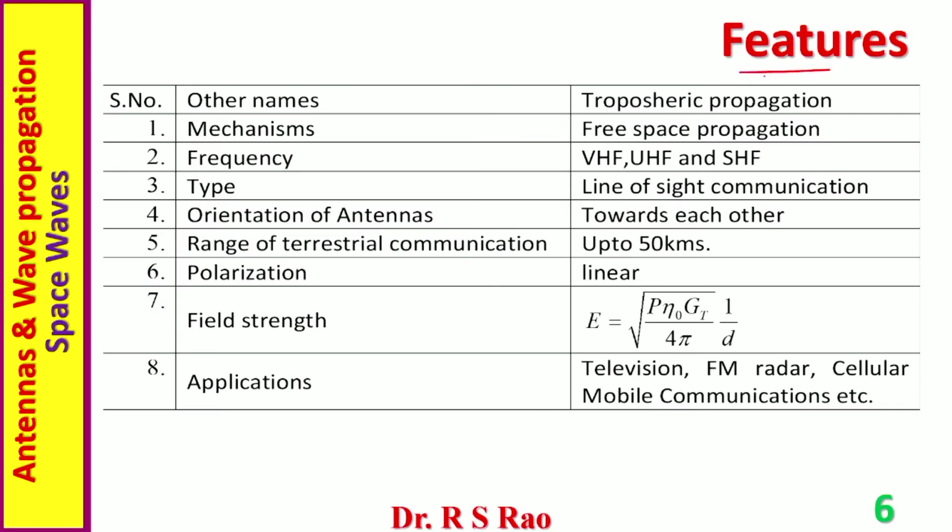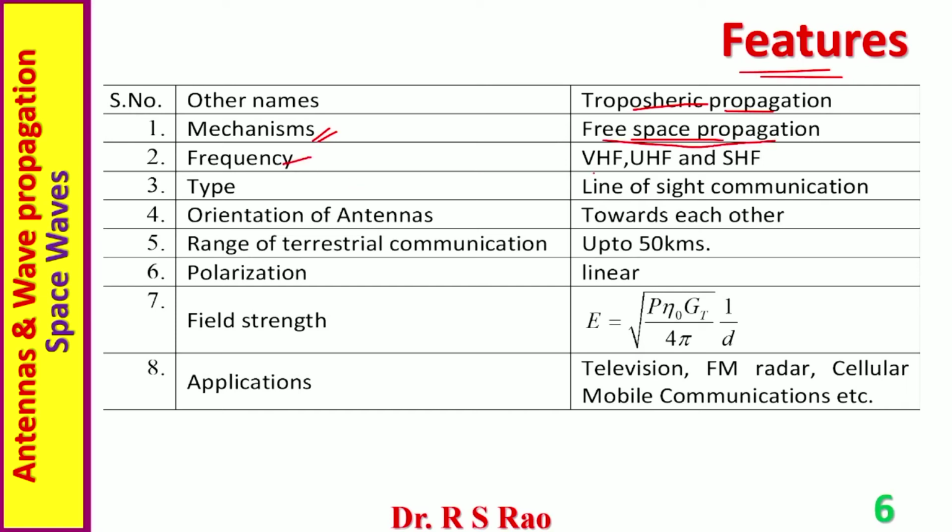Now important features of space waves are given here. Space waves are also called tropospheric waves. Space wave propagation is also called tropospheric propagation. Mechanism: it is free space propagation. A little bit of bending happens while the wave is traveling in the troposphere, but it is not at all considerable. Not only that, sometimes it is beneficial too. The bending is somewhat beneficial too. So the major mechanism is free space propagation.